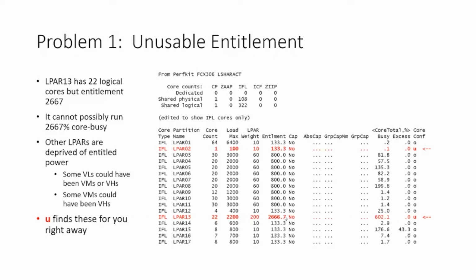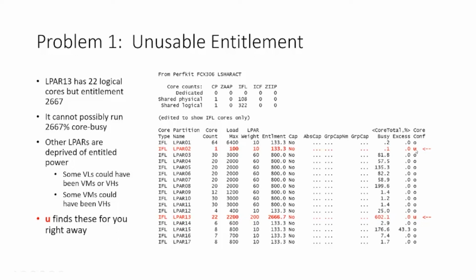So what we end up here with for LPAR 13 is 22 vertical highs, and then there is unusable entitlement left over, right? There's entitlement that was unable to be distributed to the other LPARs. Their logical cores are not as entitled as they could be because there's too much entitlement assigned to LPAR 13 compared to what it can use. So PerfKit tries to alert you to this.